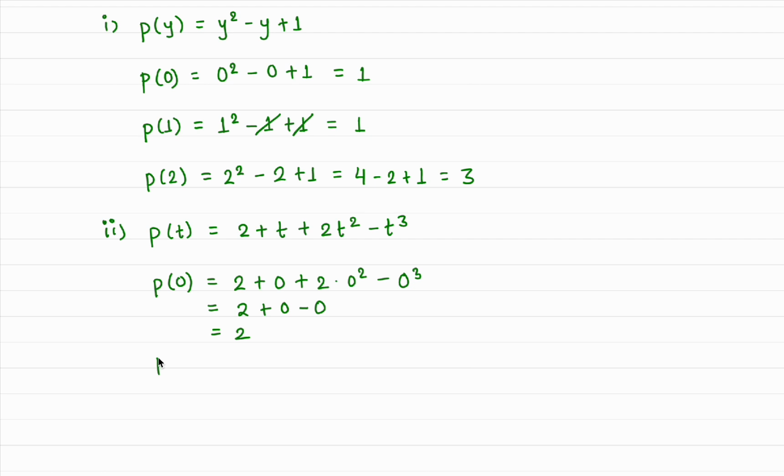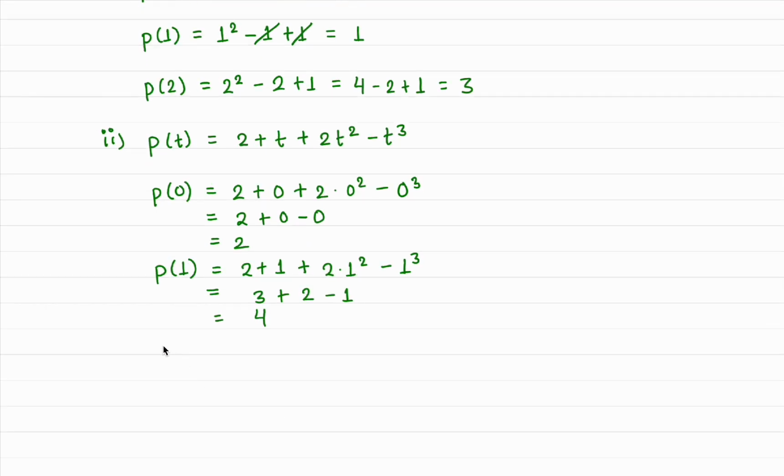So this is just plain 2, okay? And let's try to find p(1) as well. So we have 2 plus t is 1 in this case, and plus 2 times again t is 1, so 1 square, minus t cube is going to be 1 cube. This is going to be 2 plus 1 is 3 plus 2 times 1 square is 2, minus 1 cube is 1. So 3 plus 2 is 5, 5 minus 1 is 4.